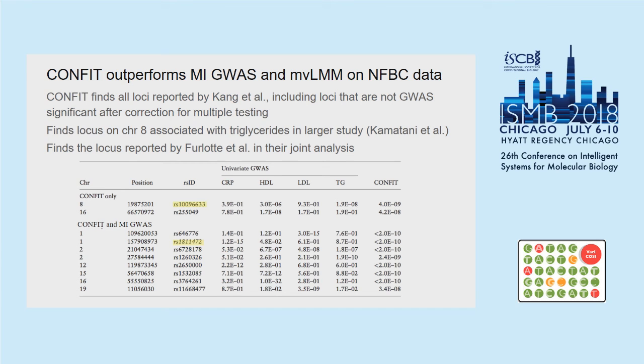So we find all loci reported by Kang et al. in the original univariate GWAS analysis, including a loci which would not have been considered significant if they had done multiple testing correction for testing multiple traits. And we also find an additional loci on chromosome 8, which was not associated with any of these traits in the original study, but was actually replicated in a larger study and found to be associated with triglycerides, which is kind of a nice validation of our method.